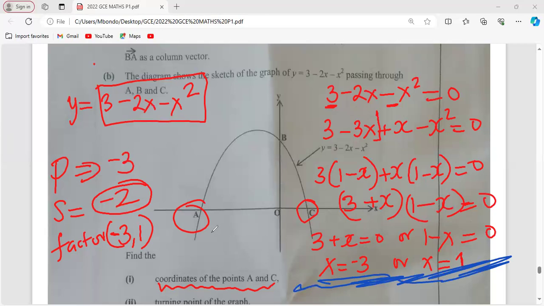Now, the coordinates of the points. For A, the coordinates will be -3, 0. The coordinates for C will be 1, 0. These are the coordinates here. We were asked to find the coordinates of the points, and a point has got an x and y coordinate. So that is what we are going to get.